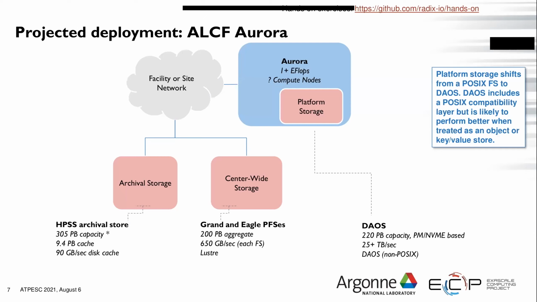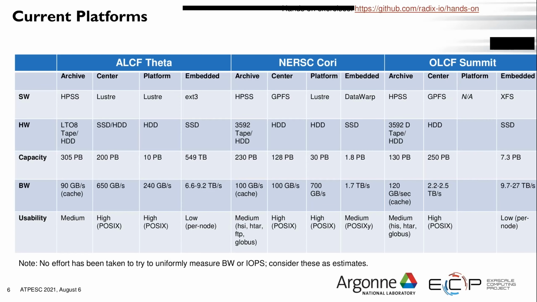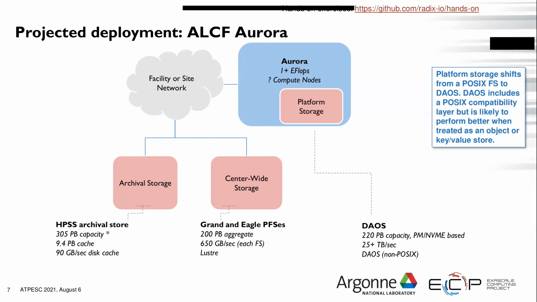Now, none of these systems stay the same forever. We usually expect a given platform to last maybe 5 years. And so we're already talking about what the next systems are going to be. Here's what you can expect at Argonne's exascale system. It's called Aurora. And when Aurora is delivered, it's going to change things yet again.